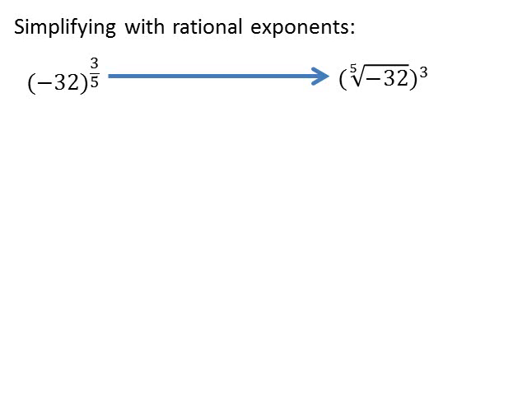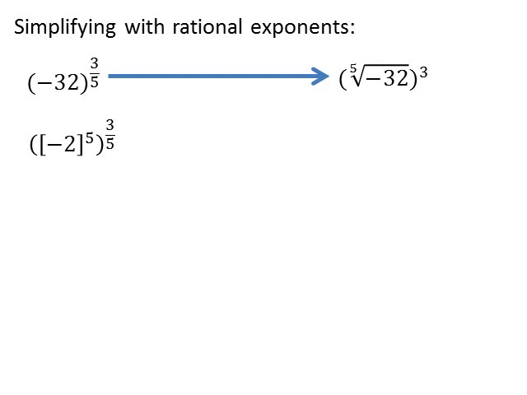So if I think about it and I test and try different things, I'll find that negative 32 is actually negative 2 to the 5th power. Be careful, it's not 2 to the 5th power, and it's not 2 to the negative 5th power. It's negative 2 to the 5th power. So now I have negative 2 to the 5th power, and then that in turn raised to the 3/5 power.